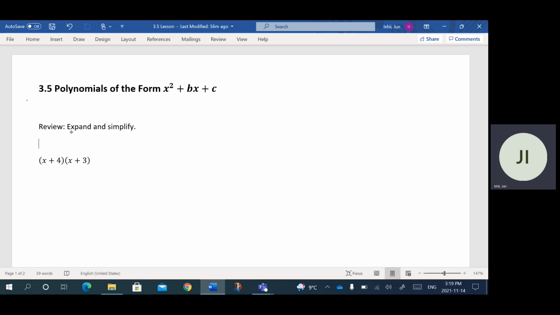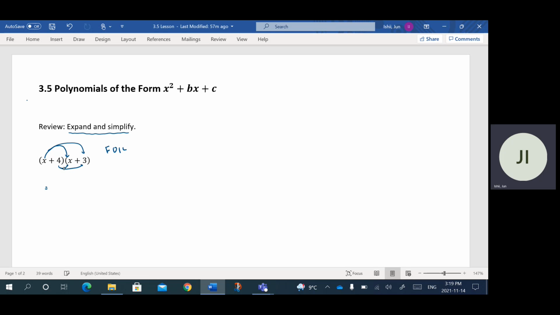So we're going to expand and simplify these two sets of brackets. Remember, factoring is the opposite. So let's expand this out. When we've got two sets of brackets, we're going to FOIL this out. That stands for first, outside, inside, last. So there's going to be four terms here.